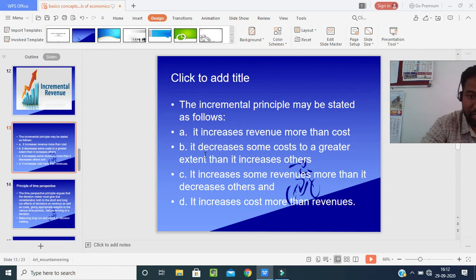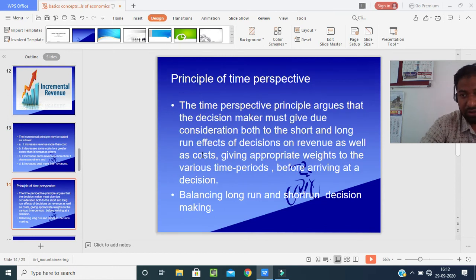So we have to be very careful which one we should go for, either the revenue or the cost. Now the last, fourth one is the principle of time perspective. See, this is very important.